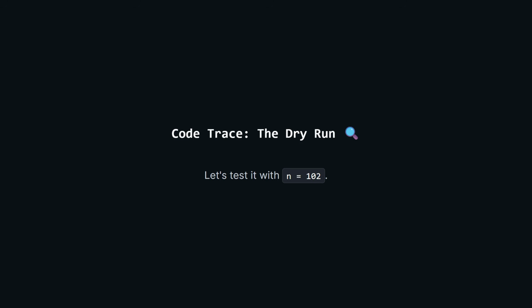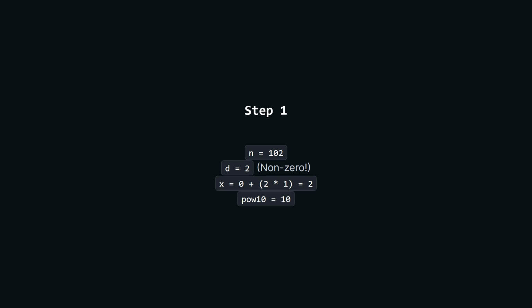Code can be hard to visualize just by looking at it, so let's run a simple example through this math logic step by step. First, we pull off the 2. It is bigger than 0, so we multiply it by 1, add it to x, and update our multiplier to 10. Next, we pull off the 0. Because it is a 0, we skip it entirely, we don't change x, and we don't change the multiplier. Finally, we pull off the 1, it is valid, so we multiply it by our current multiplier, which is 10, and add it to our existing 2, giving us 12.